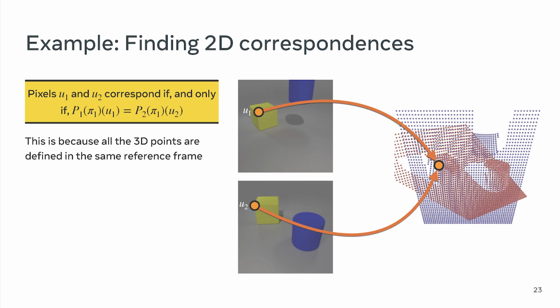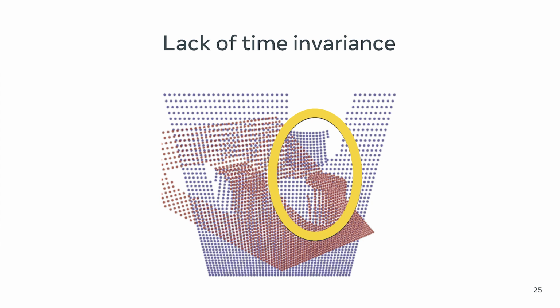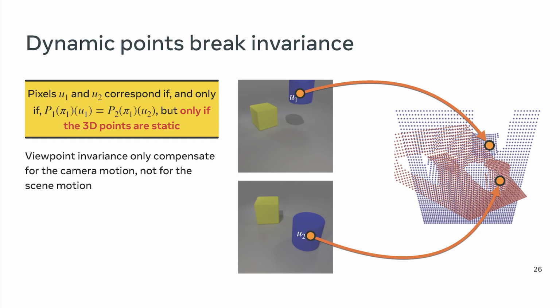Okay? Do you spot the problem? Did you see the problem in this slide? I'm sure one person did, but is too shy to say. So the problem is here. Right? So the problem is that this works for all the points in that scene except for the cylinder. And why? Because the cylinder is actually moving, it's not static.